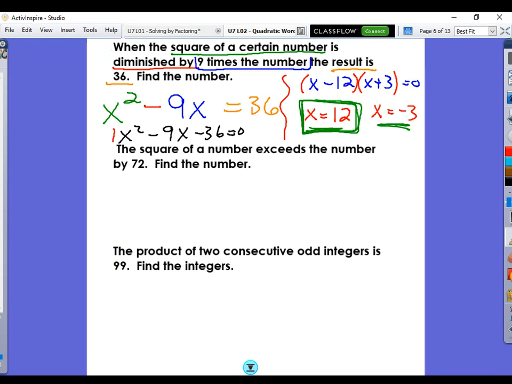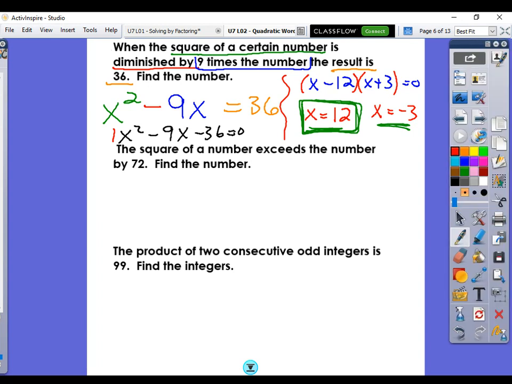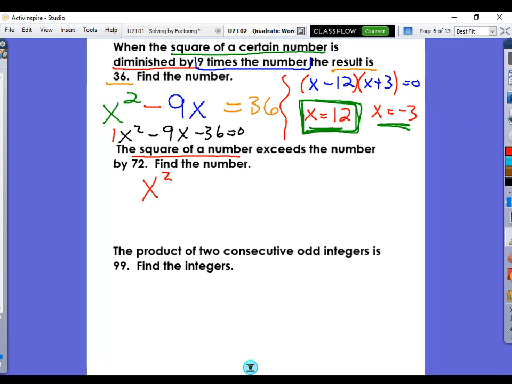Okay, so there's our first one. It takes a little bit to translate it, to get it equal to 0, to factor it, and then to solve it. I'm just going to do one more quick one, then we'll move on to the next video. Square of a number, that's x squared, right, exceeds the number. So that is equal to, but it's bigger than it. It exceeds the number by 72.